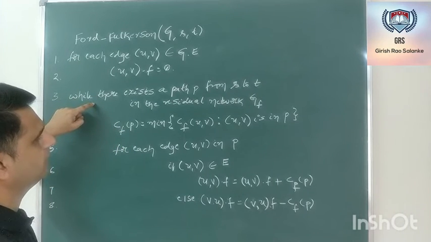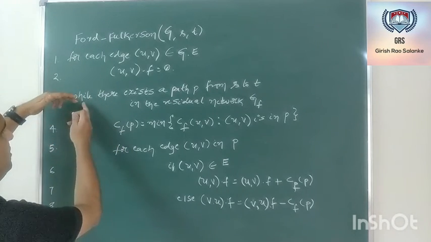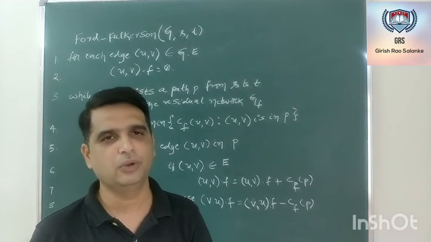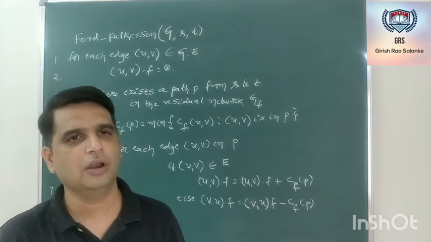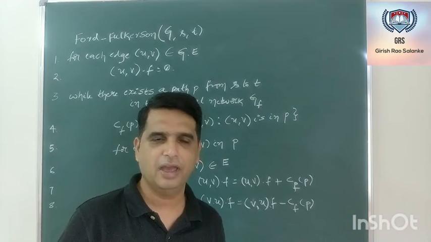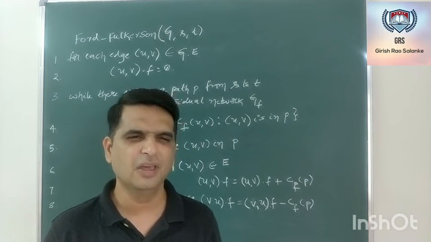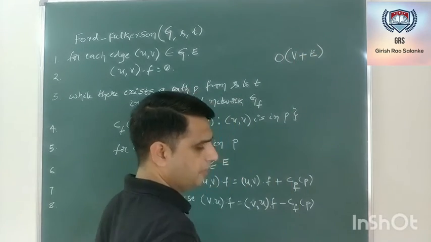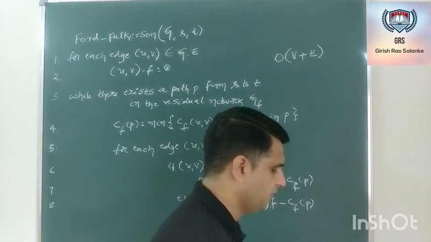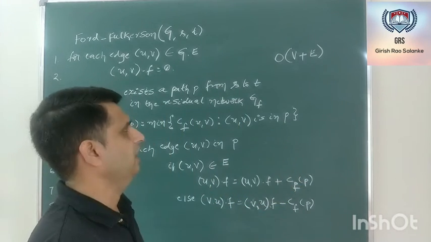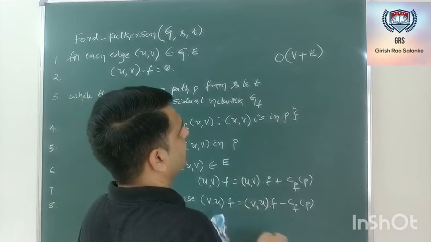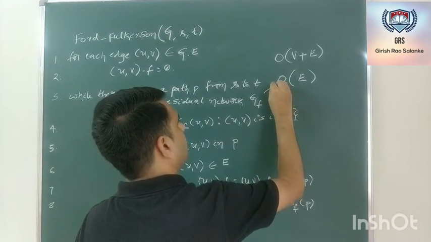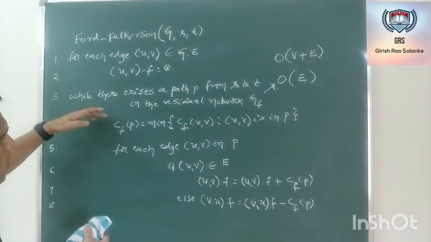Now, while there exists a path P from S to T, this step is very important. How much time are we spending in finding the augmenting path from S to T? It depends upon what search algorithm I am using. As we know, in case of a graph, we have two popular search algorithms, DFS and BFS. Both have the time complexity of order of V plus E. Obviously the number of edges is quite a lot more in any graph, so rather than taking it as order of V plus E, I'll write it as big O of E.